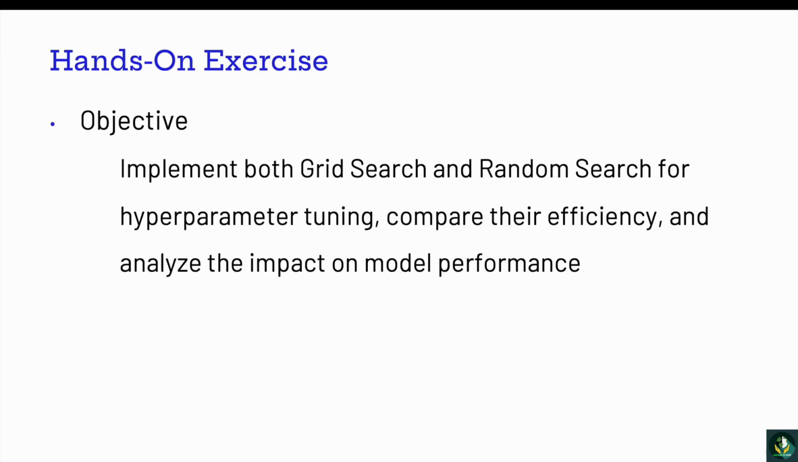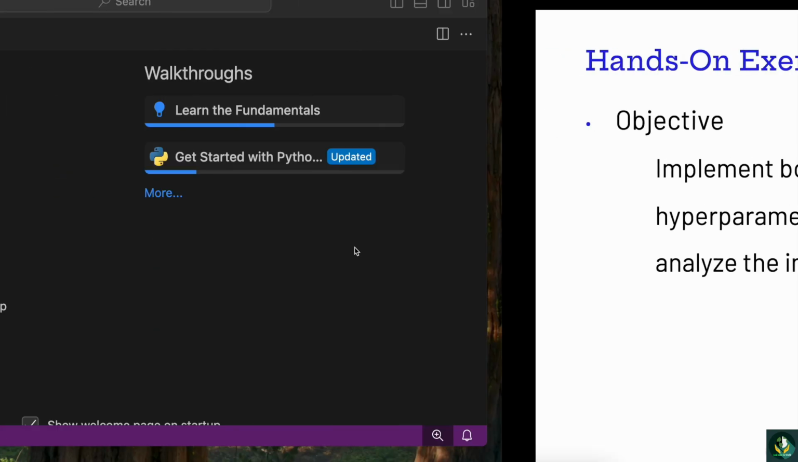Now, with this in mind, let's jump into our hands-on exercise where the objective is to implement both grid search and random search for hyperparameter tuning, compare their efficiency, and analyze the impact on the model performance. The data set we'll be using again will be the iris data set, which is a multi-class classification problem. So let's jump in and load and prepare the data set.